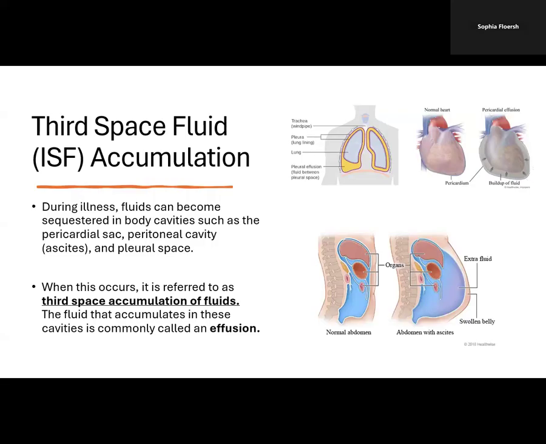The fluid that accumulates in these cavities is commonly called effusion. So, like I said, basically what happens is a lot of this fluid diffuses out this way, and then it gets stuck in this buildup here, and that can impede normal functionality. Like for the heart, pericardial effusion can actually be very deadly if we don't remove this fluid, because my heart's not able to pump the way it should. That's basically, in a nutshell, what third spacing is.